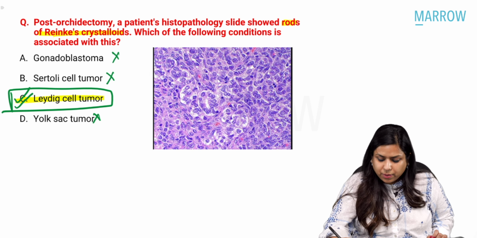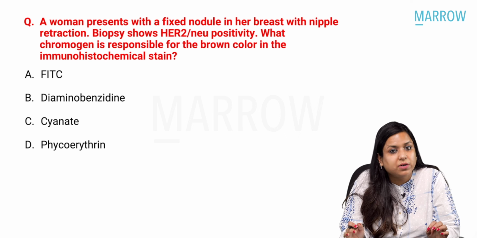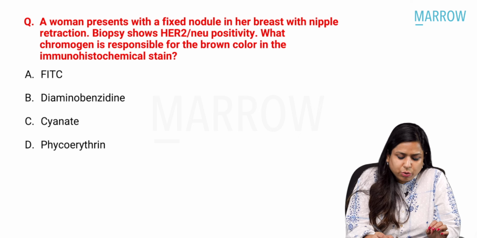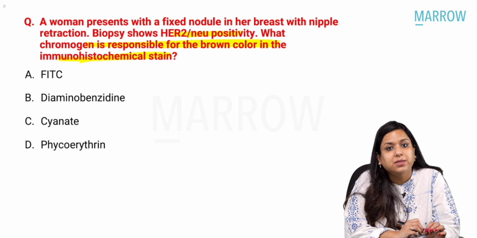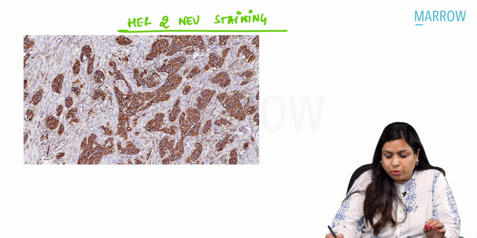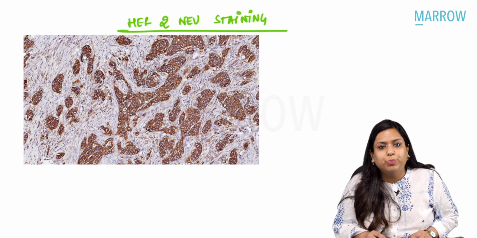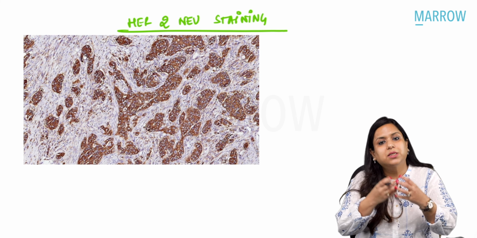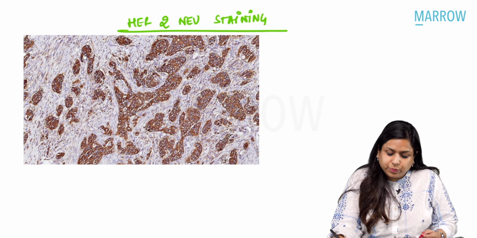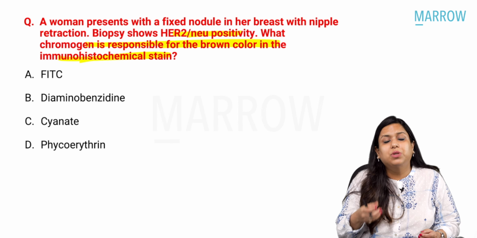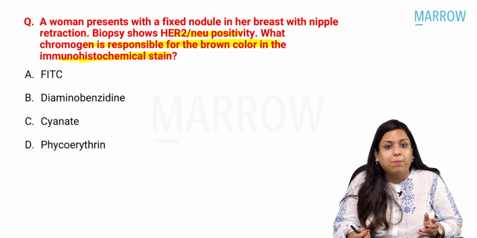Fairly easy question. Next. A woman presents with a fixed nodule in her breast with nipple retraction. Biopsy shows HER2 positivity. Which chromogen is responsible for the brown color in the IHC stain? Remember students, I told you, whenever any immunohistochemistry is positive, it is going to show you brown color. So if on IHC staining some brown color is coming, I say that this is IHC positive, right? Now, they have asked you what this brown color is due to. So we pathologists call it DAB. What is the full form?